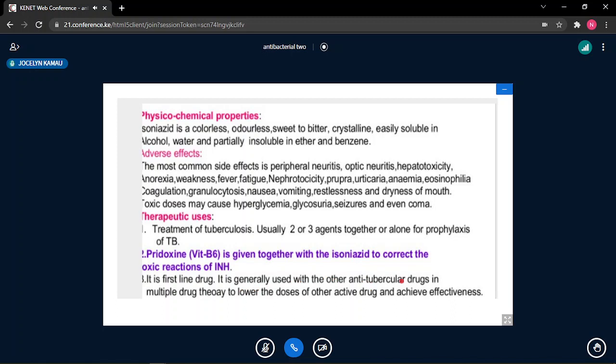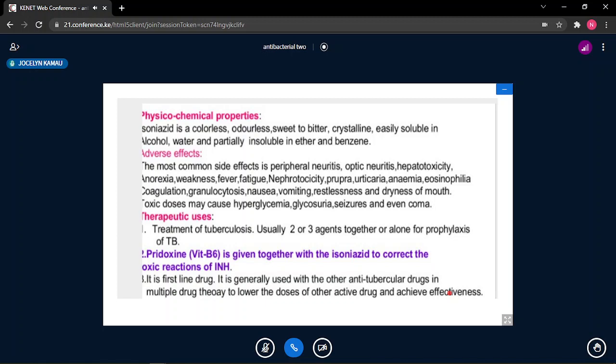It is generally used with other antitubercular drugs in multiple drug therapy to lower the doses of the other active drugs and, of course, also achieve effectiveness. Remember, if you use combination therapy, you have a leeway where you use lower doses of each of the drugs, because all of them are hitting the same microorganism. So once you use combination therapy, you do not use a maximum dose which is used when that drug is used alone. You lower the individual doses of each drug, and there could be an advantage of lowering toxicity.